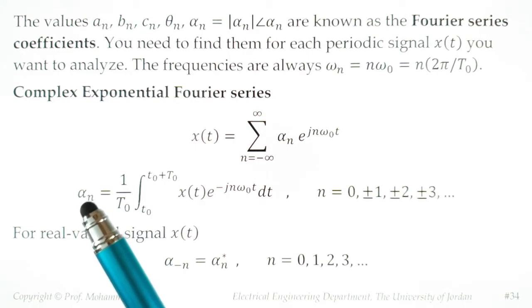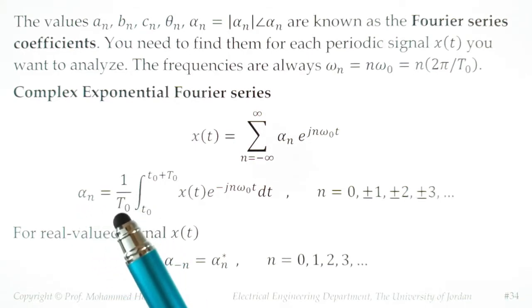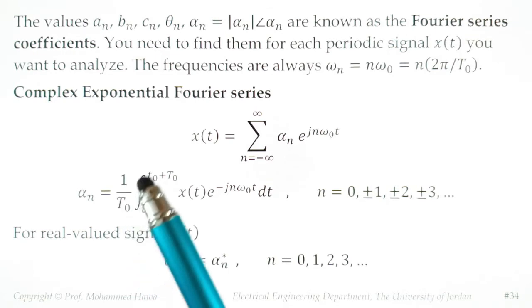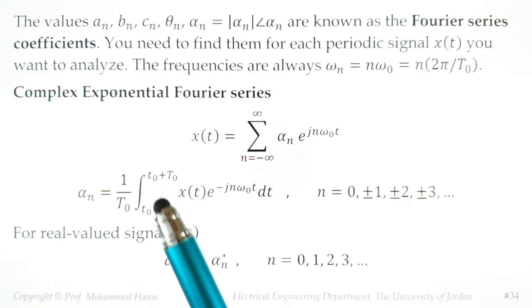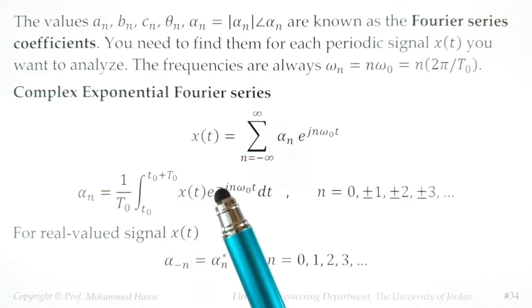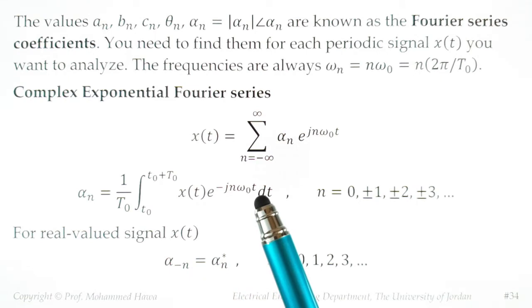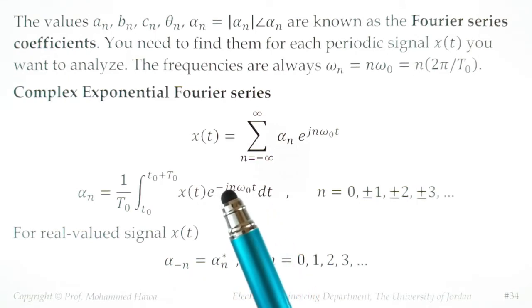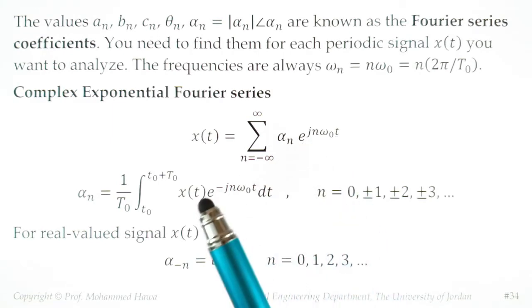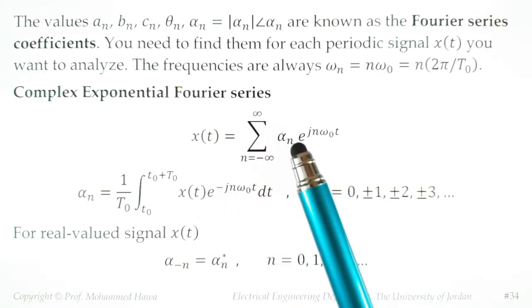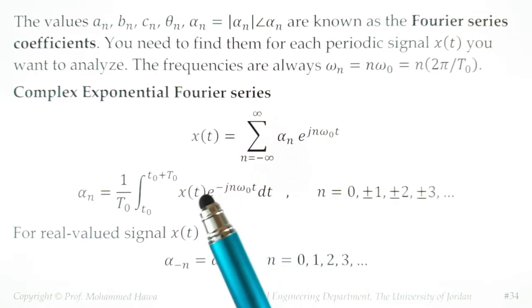This integral will give you alpha n, will give you a complex number that is the proper Fourier series coefficient. What does the integral say? 1 over the period, 1 over the fundamental period, integrate over one period. It doesn't matter where you start, just integrate over one period. Multiply your x of t by e to the minus j n omega naught t dt. Please notice that I'm using minus j n omega naught, which is different than this one. This is plus j n omega naught. So here in your integral, you take the same complex exponential, but negative, and you multiply it by x of t.